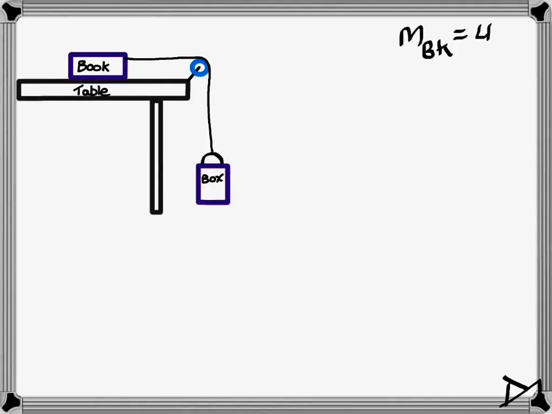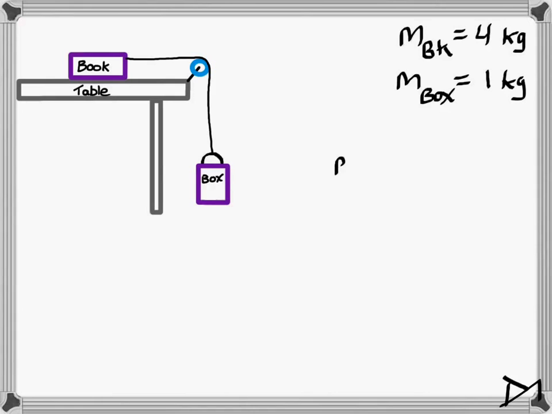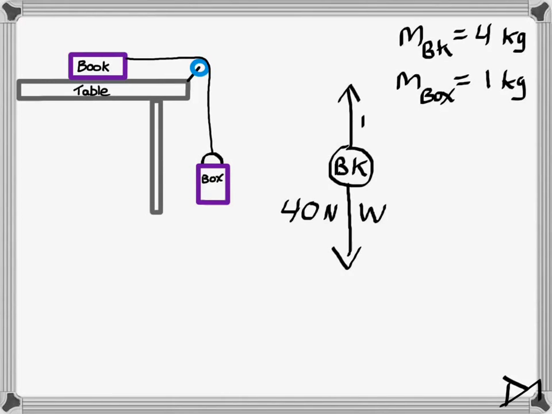The mass of this book, let's say, is 4 kilograms, and the mass of the box that's hanging is 1 kilogram. Let's do a force diagram for the book. Well, its weight is 40 newtons to one significant digit, therefore the normal force is 40 newtons.